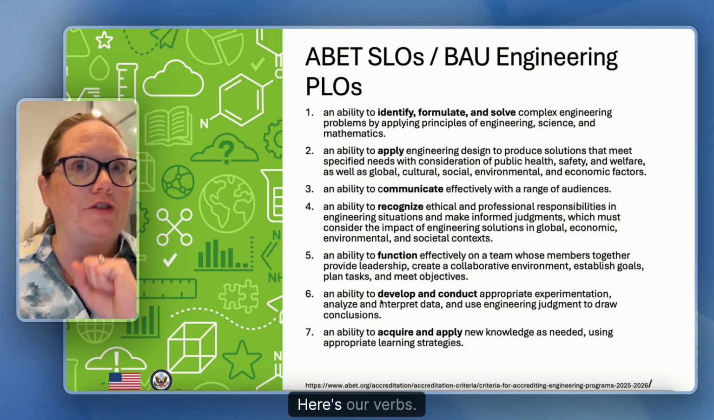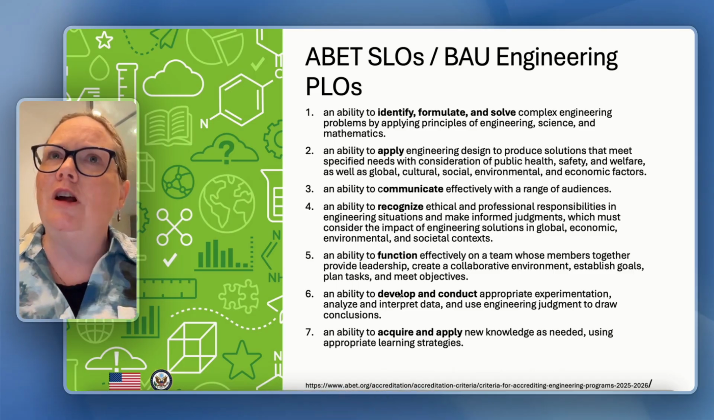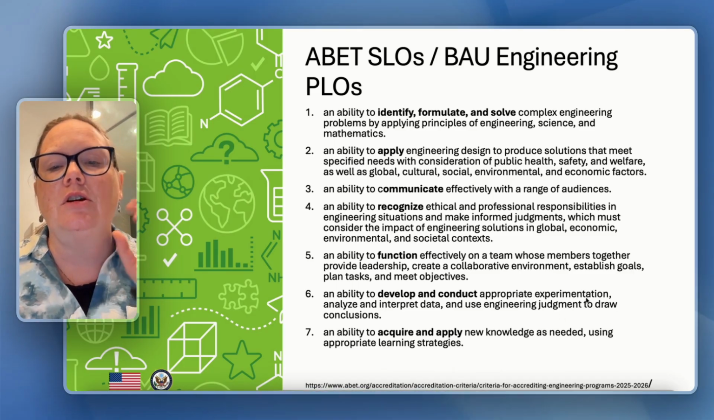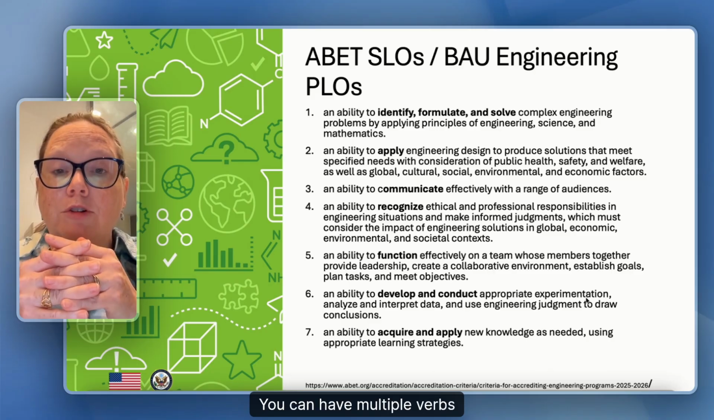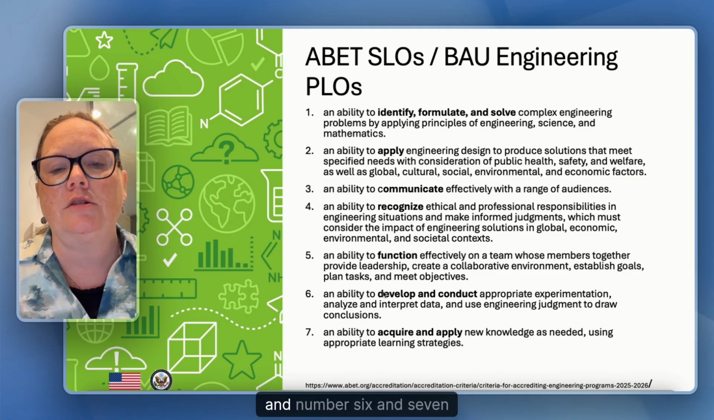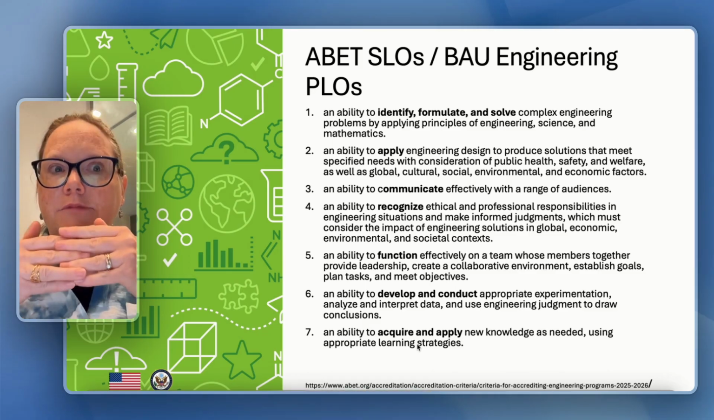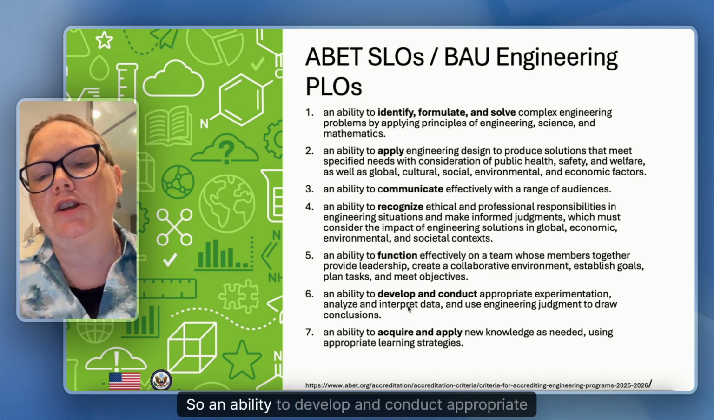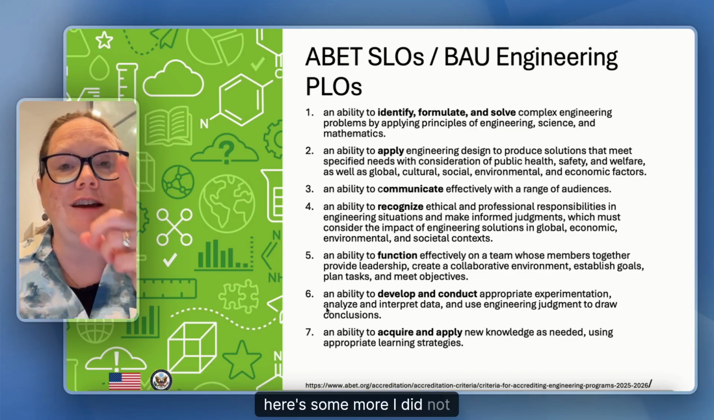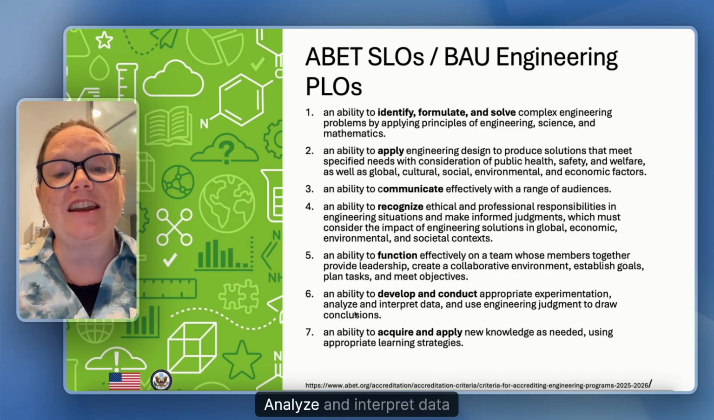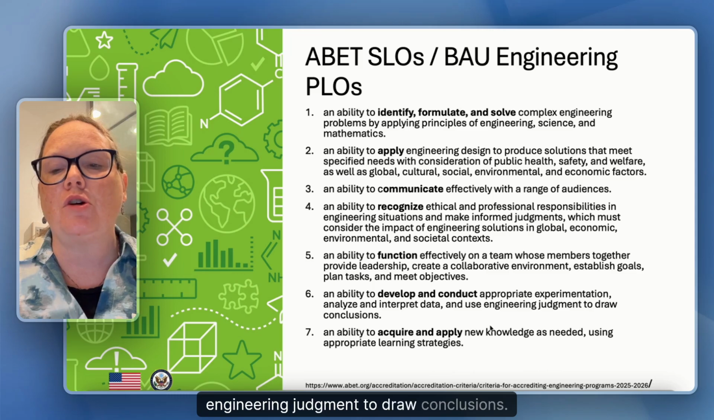An ability to, here are our verbs. This has two verbs, develop and conduct. So you are not just developing experimentation, but you are also conducting that. And those two go together. You can have multiple verbs, like number 1 and number 6 and 7, in a single PILO, but they need to be connected. So an ability to develop and conduct appropriate experimentation. Oh, here's some more I did not highlight, my apologies. Analyze and interpret data and use engineering judgment to draw conclusions.